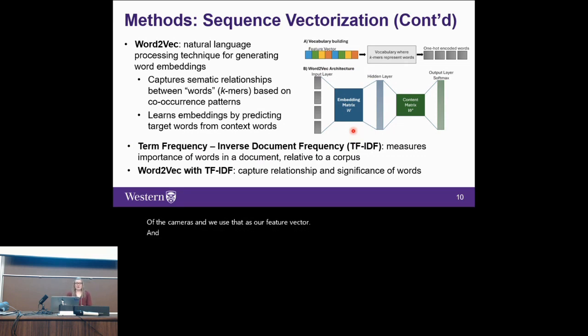And then we also consider TF-IDF, which is term frequency inverse document frequency. It measures the importance of words in a document relative to a corpus, or a collection of documents. Our intuition is that by weighting our word2vec embeddings, we could capture some relationships along with the significance of k-mers, which maybe could help with classification. So that's a quick overview of our 10 different encoding methods.